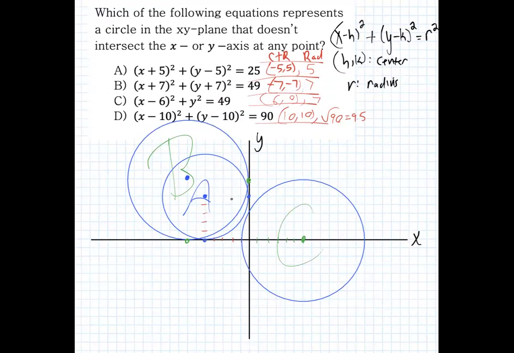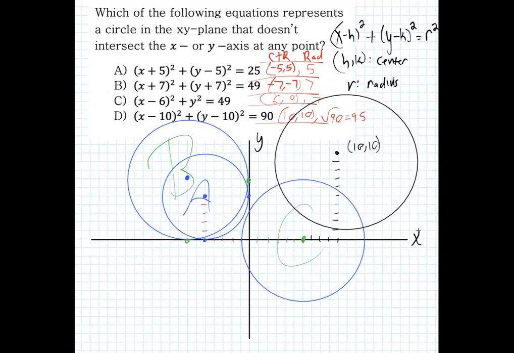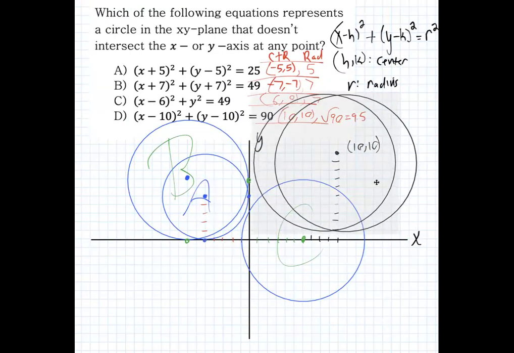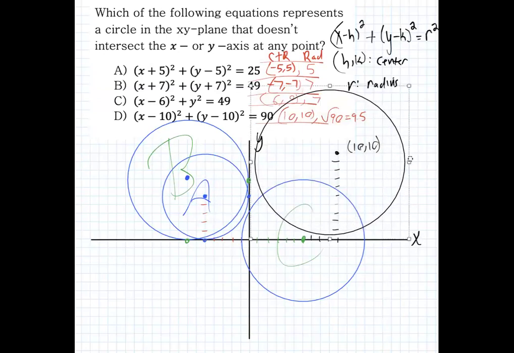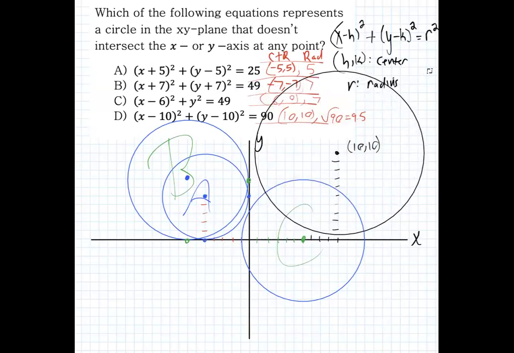So now going to the next one, it's got its center at 10, 10. So 7, 8, 9, 10. 1, 2, 3, 4, 5, 6, 7, 8, 9, 10. So that's the center at 10, 10. And the radius is generally 9.5. Really, it's got some decimals on it. And so what's going to happen here is that the radius is not going to stretch quite far enough to hit the axis. It's going to look something like that. So that's a radius of around 9.5.